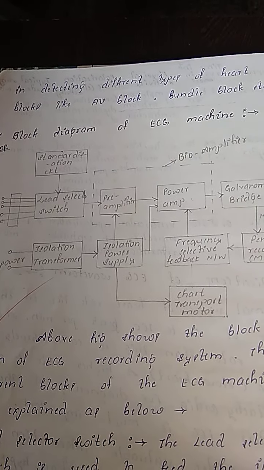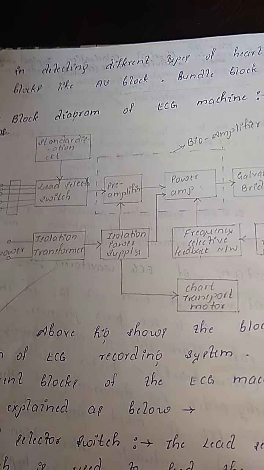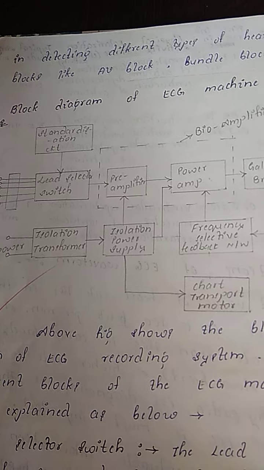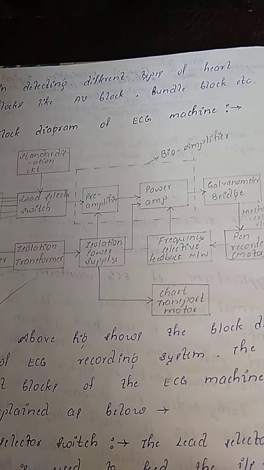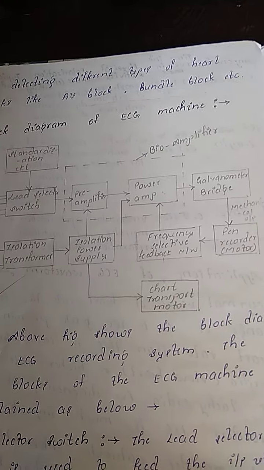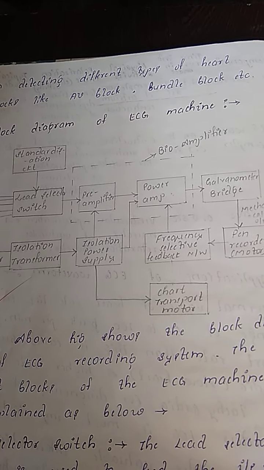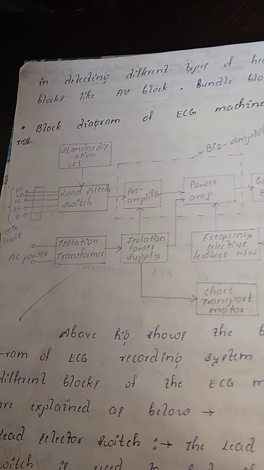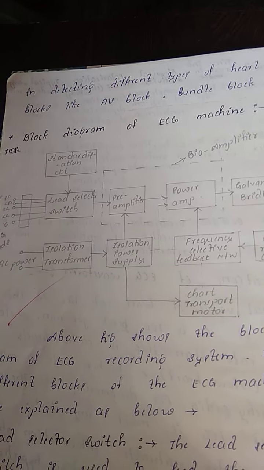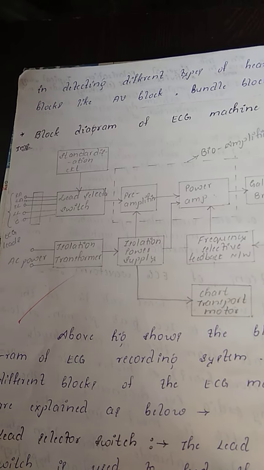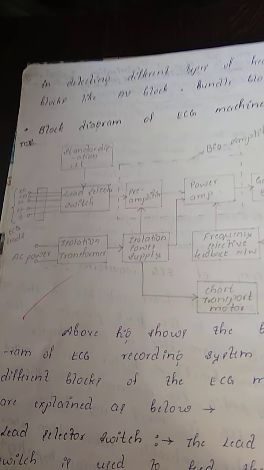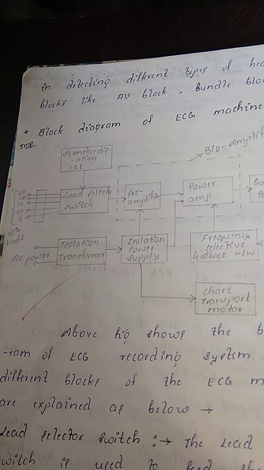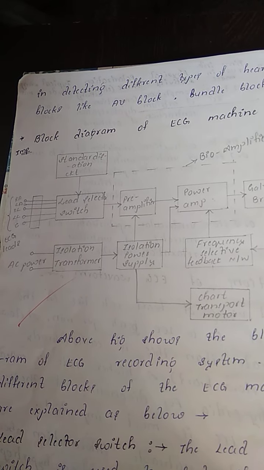It contains different blocks such as lead selector switch, standardization circuit, isolation transformer, preamplifier, power amplifier, galvanometer bridge, pen recorder, frequency selective network, and next, charge transport motor. So the lead selector switch is connected by leads, ECG leads from the right arm, left leg, right leg, and the standardization mark C.